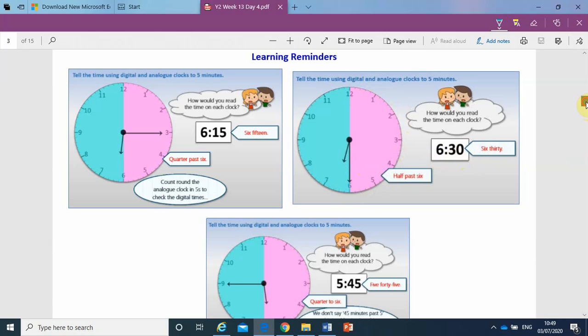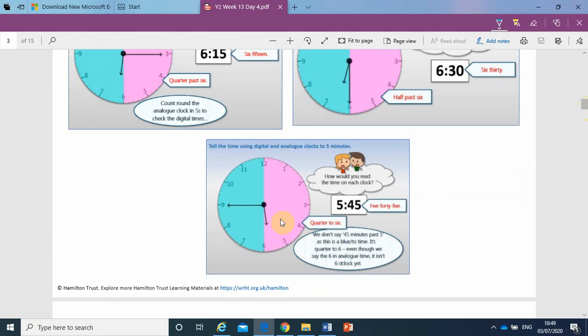I'll do one more example just to show you. So again, for the analog clock, we look at the hand, so that we know that the minute hand is at the 9, and when the minute hand's at the 9 we know that that's quarter to because there's 15 minutes to the next hour that we're moving across to, 6, so it's quarter to 6. And yes, we're going to confuse because we're going to say that a different way.